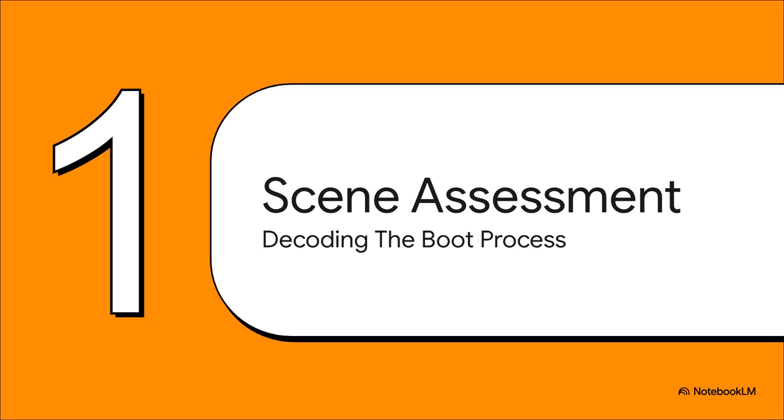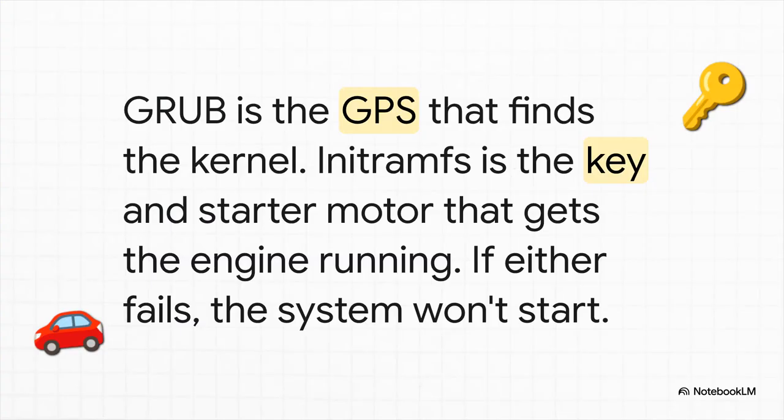Before we start typing any commands, we have to understand what's supposed to happen when a Linux system boots up. We need a map of the territory so we can find where things went wrong. You know, the easiest way to think about this whole process is to compare it to starting a car. GRUB, the bootloader, is like the GPS. Its only job is to get you to the right place, in this case to find the engine, which is the Linux kernel. Then you've got this file called initramfs. That's your car key and the starter motor all rolled into one. It's the thing that actually turns the engine over. So if your GPS is broken or you lost your key, well, you're not going anywhere, are you?